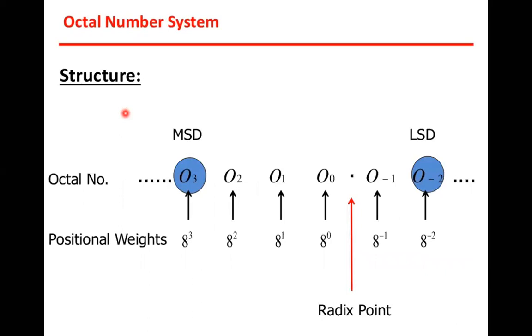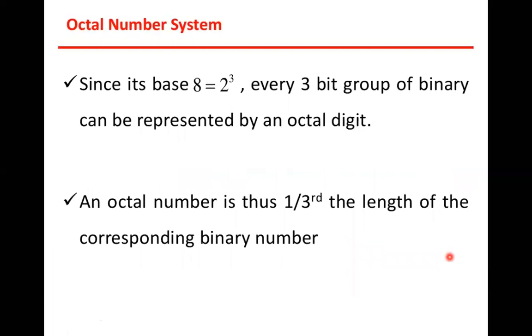If you see the structure, this is the radix point, this is the least significant digit, and this is the most significant digit. Because it is octal, the positional weights will be 8 to the power of 0, 8 to the power of 1, 8 to the power of 2, 8 to the power of 3. And on the fractional side, 8 to the power of -1, 8 to the power of -2, and 8 to the power of -3, and so on. This is the structure of the octal number system.